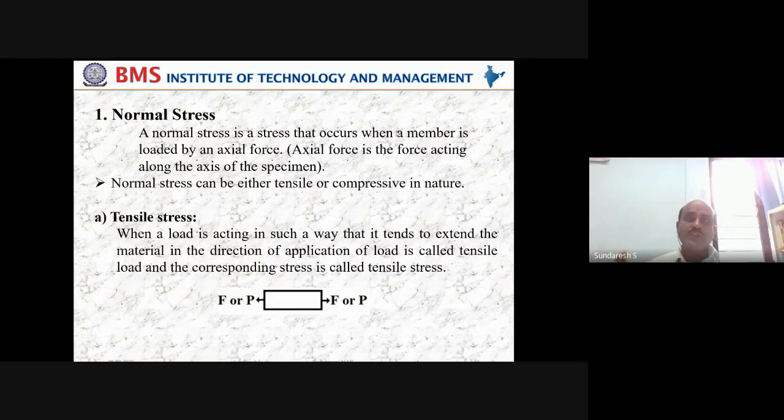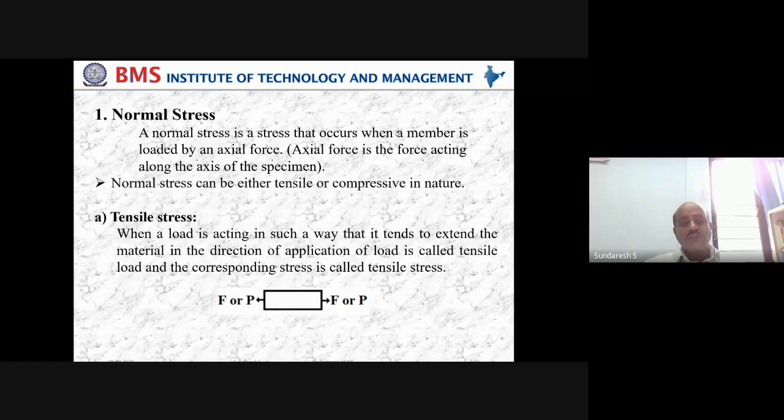So for that cross section, if the stresses are induced exactly perpendicular to it, then such stresses we call a normal stress, normal to the section. Remember always, normal to the section. Normal means it will be perpendicular to the section over which you are analyzing or determining the stress. So that is what we call a normal stress.